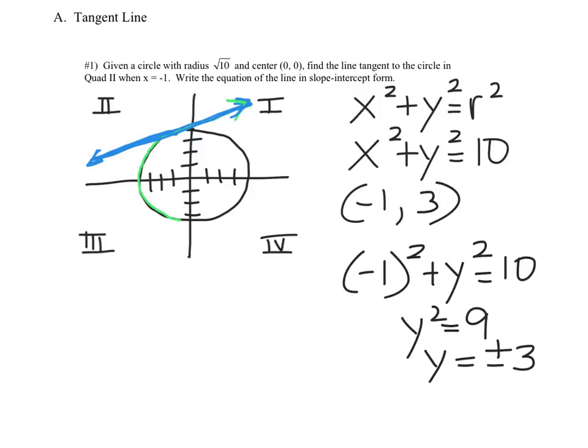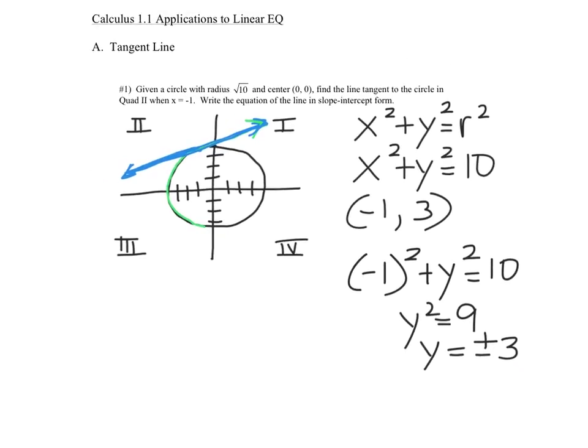That's all straight, right? Yeah, that's trig. There's no trig in this problem.